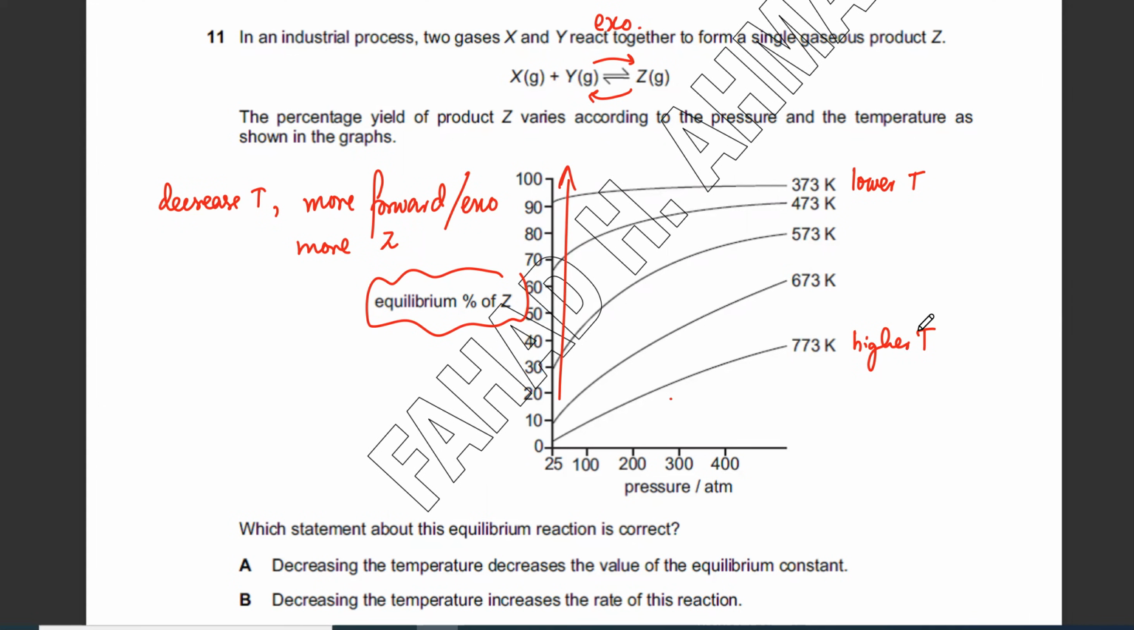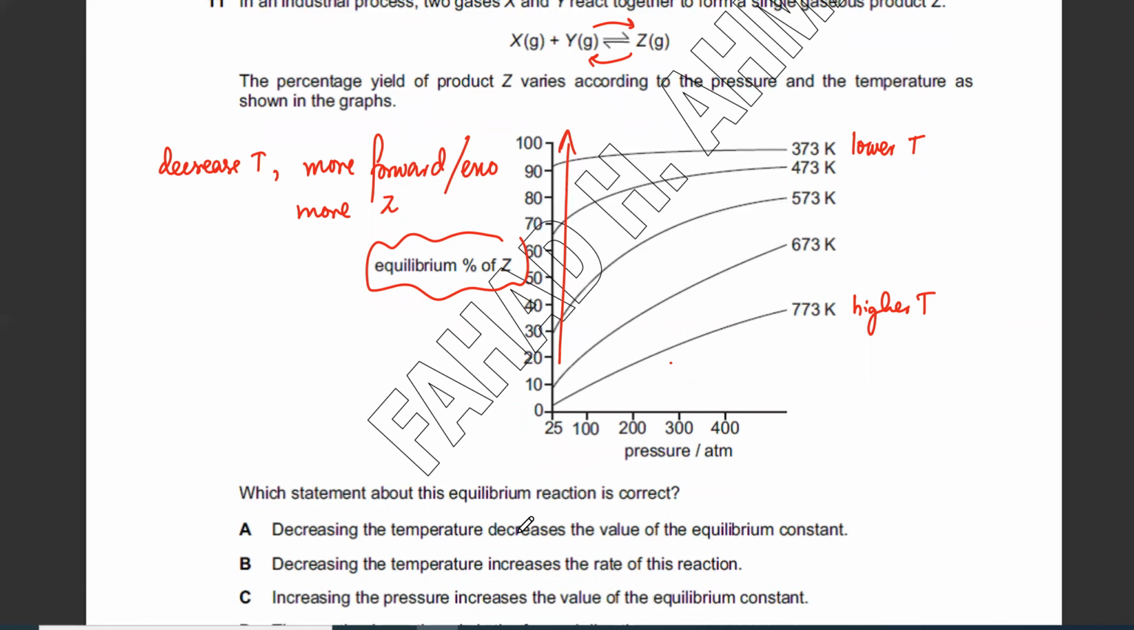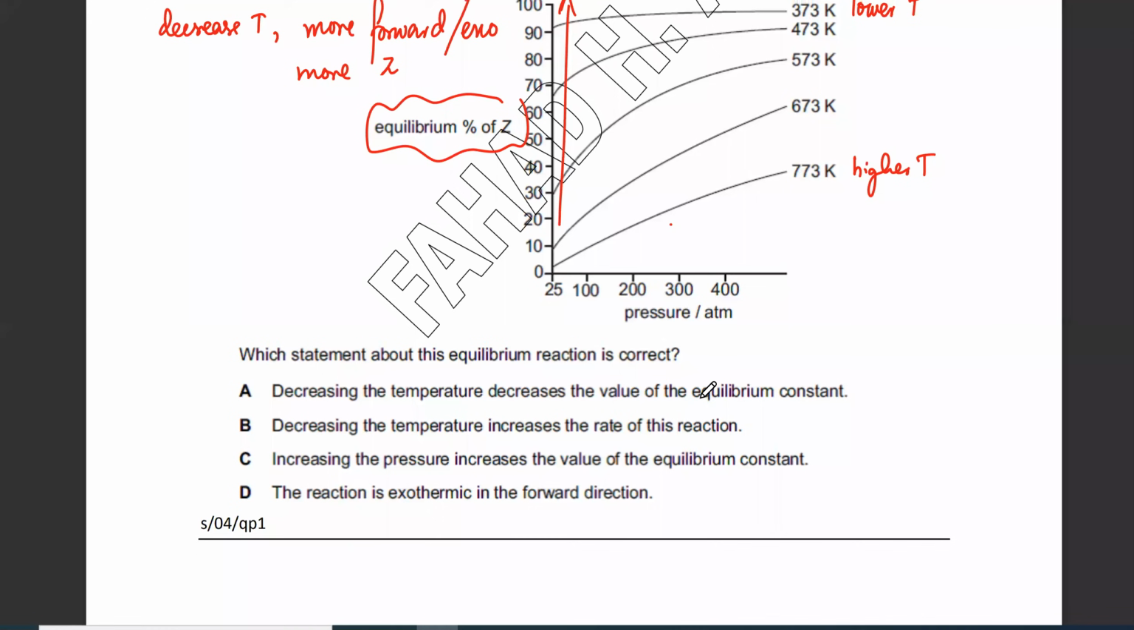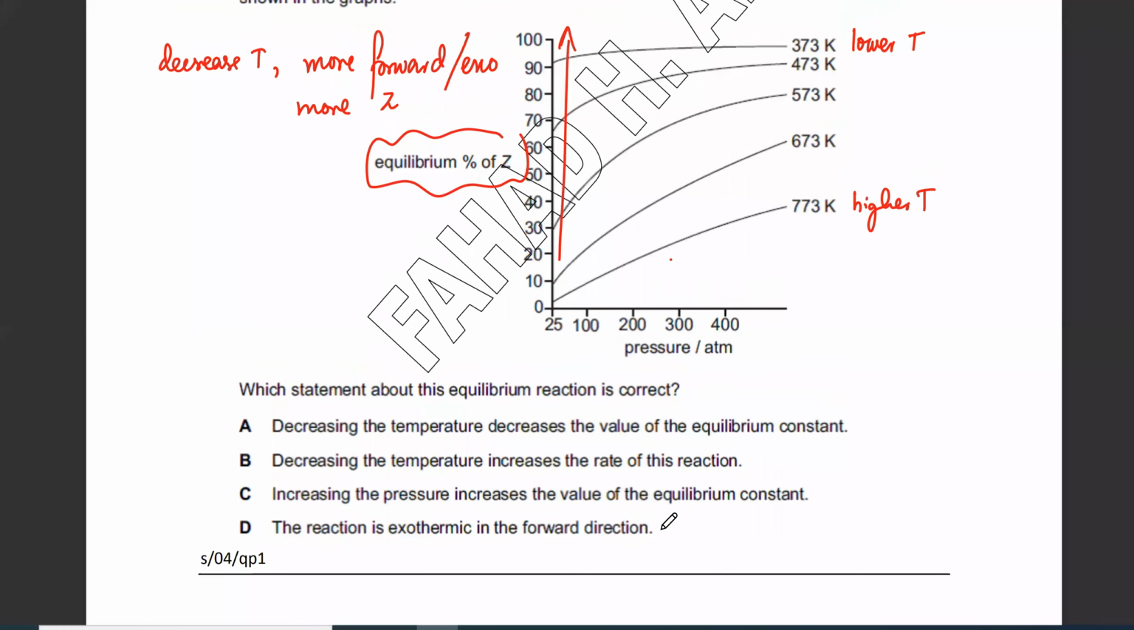Because at a higher temperature, endothermic reactions are favored. So the reaction would start going in the backward direction and less Z would be formed. So at a higher temperature, you're getting less Z. This is something that we have figured out. So which statement about this equilibrium reaction is correct? The reaction is exothermic in the forward direction. That's the statement that's correct, which we figured out. Okay, is this clear? France, is this clear? Anna, clear? Yes.